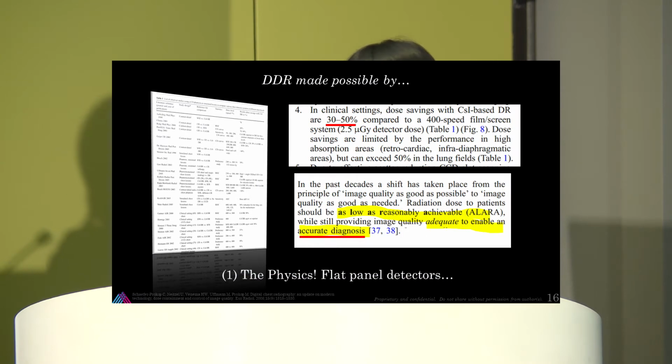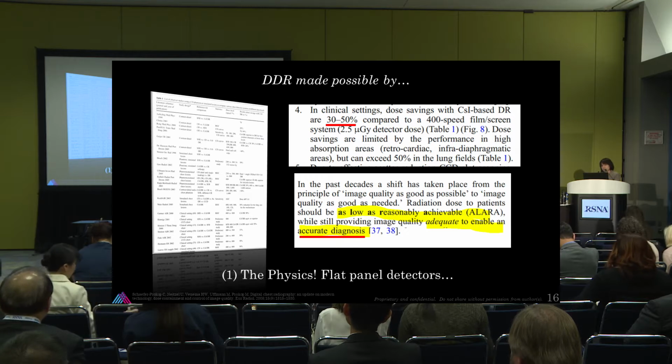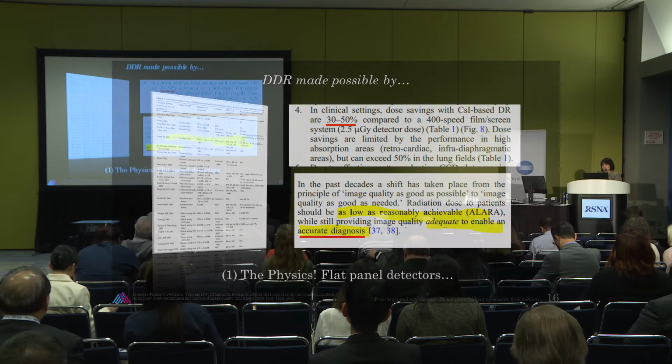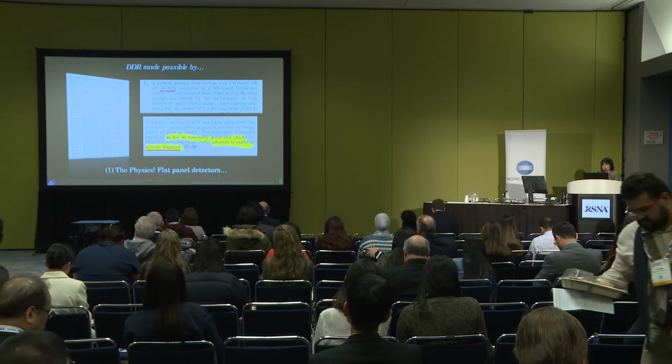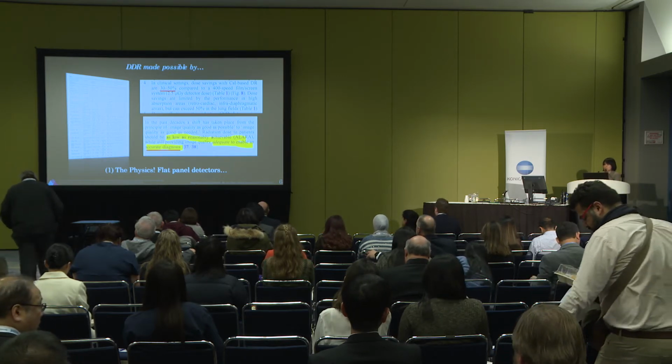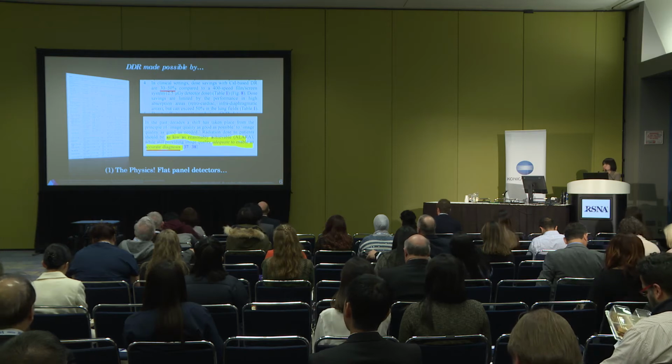I just wanted to emphasize there's an article by Schaefer-Prokop. I'm borrowing a figure from them. They have a table where they compared all sorts of articles on screen film radiography, computed radiography and digital radiography to look at whether that really saved any radiation. One of their points is that it does save about 30 to 50% of radiation dose, which is huge.